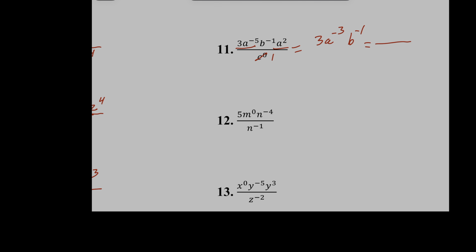Now we have to do some flipping though, right? Now the 3 stays on top. That negative 3 goes to the a. The negative 3 does not go to the 3. So I'm going to get an a cubed on bottom, and I'm going to get a b on the bottom.